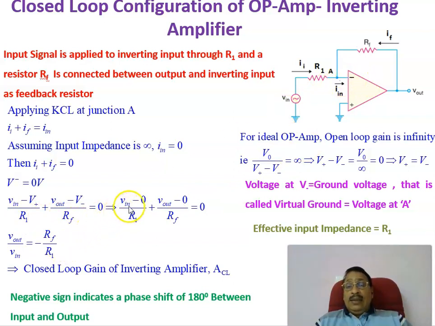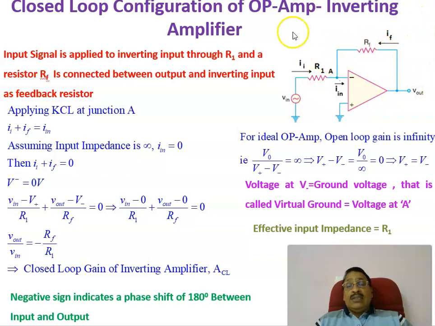Here we will be getting V in minus 0 divided by R1 plus V out minus 0 divided by RF, that's equal to 0. From this equation, V out divided by V in, that is output voltage divided by the input voltage, is equal to minus of RF divided by R1, minus RF divided by R1.